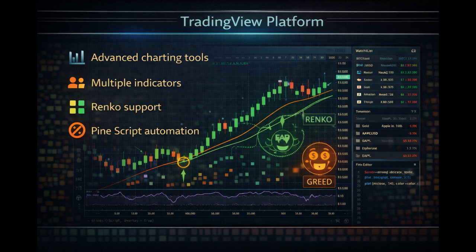TradingView platform for market analysis. TradingView is one of the most widely used financial charting and market analysis platforms in the world. It provides traders and analysts with powerful tools to visualize price data, analyze market trends, and test trading strategies using advanced charting techniques. The platform supports a wide range of financial markets including stocks, cryptocurrencies, forex, and futures.